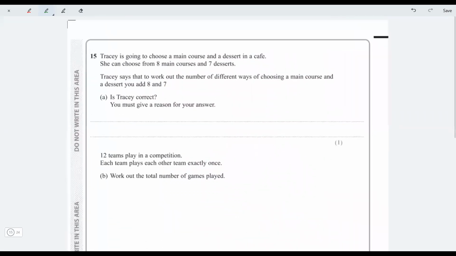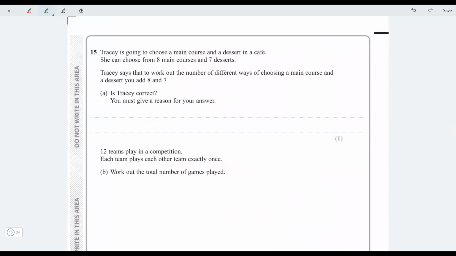So Tracy is going to choose a main course and dessert in a cafe. She can choose from 8 main courses and 7 desserts. Tracy says that to work out the number of different ways of choosing a main course and dessert, you add 8 and 7. Right, is she correct? No. You multiply 8 and 7, don't you? Yeah, because you've got 8 different main courses and 7 different desserts. So you times them together and that will give you how many combinations you are allowed to have.